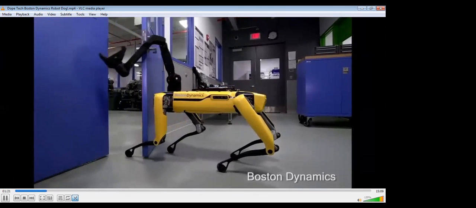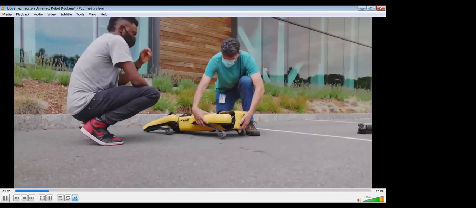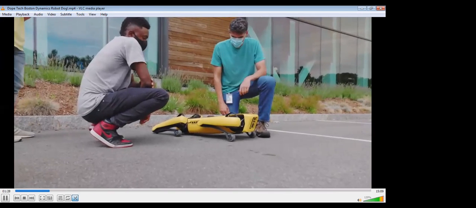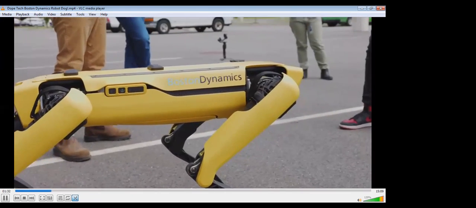But this is dope tech, and I actually got to spend some time up in Boston with the team that actually works on this. And so here, I'm going to show you everything I learned about what Spot actually is and what it can actually do right now in 2020.